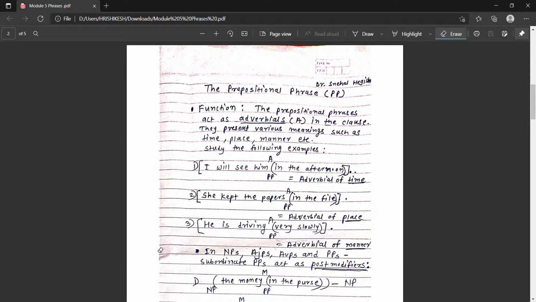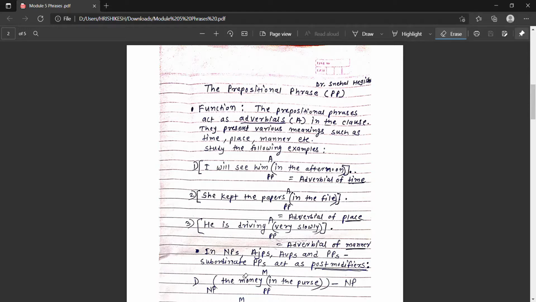Now, in which phrases are prepositional phrases acting as a subordinate and as post modifiers? In noun phrases, in adjective phrases, AJP. AJP is a symbol of adjective phrase, AVP is a symbol of adverb phrase, and PP is a symbol for prepositional phrase. In these four phrases, PPs are not main phrases but they are subordinate phrases and they function as post modifiers.